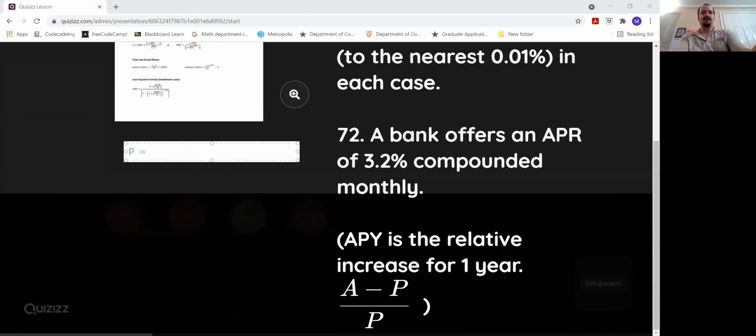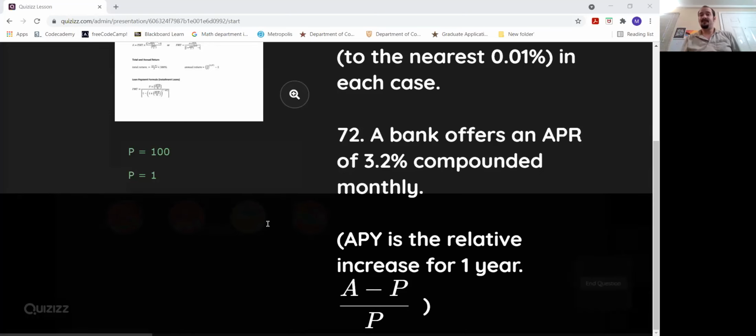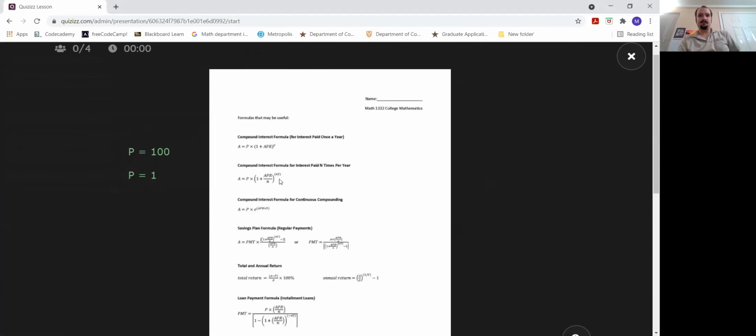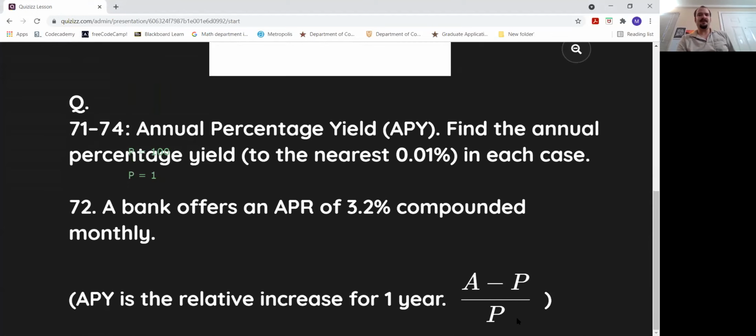There's a few numbers that I might want it to be. 100's a really good one. Another one, maybe 1. Whatever number you pick, you should be getting the same number for your APY. So pick a P and plug your principal back into this equation to find our accumulated amount. After we find our accumulated amount, we do the A minus P over P, the relative change, to figure out our annual percentage yield.